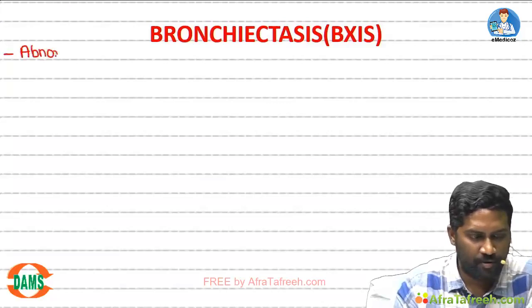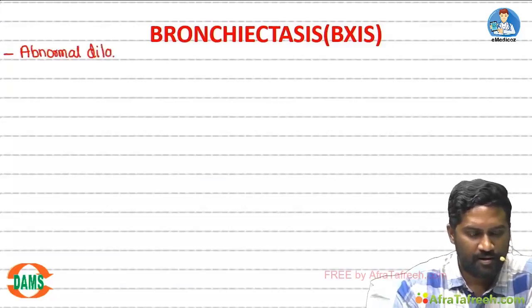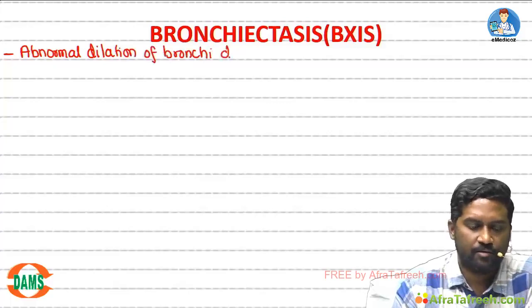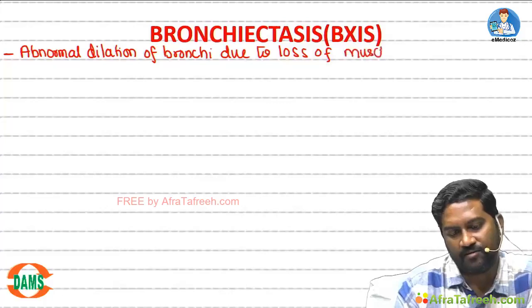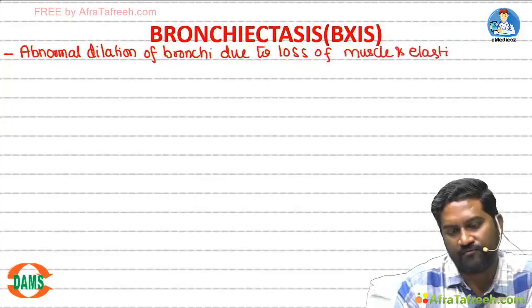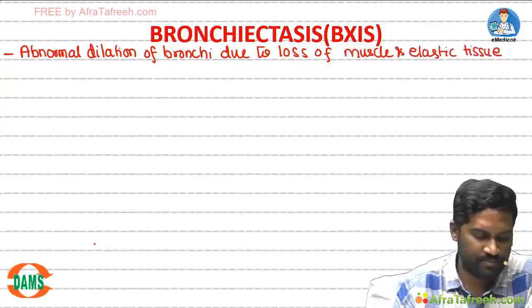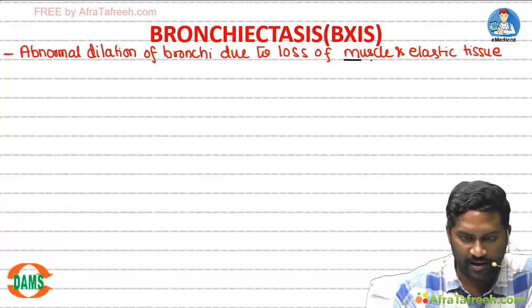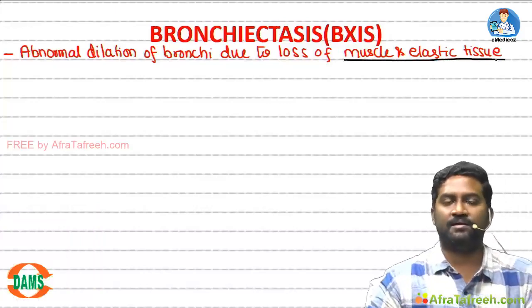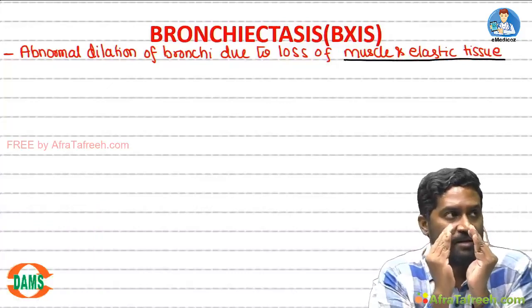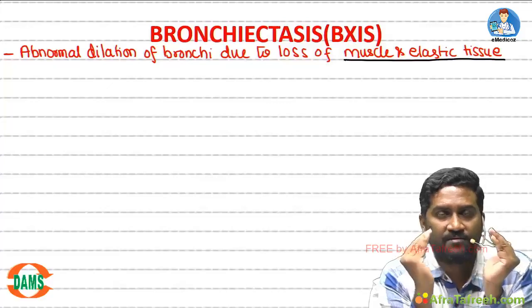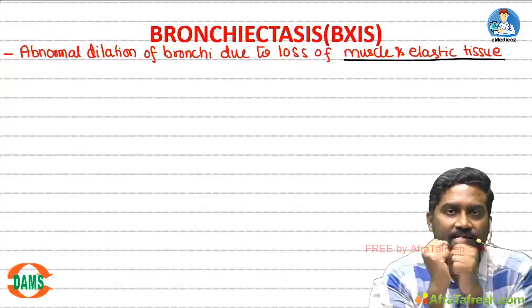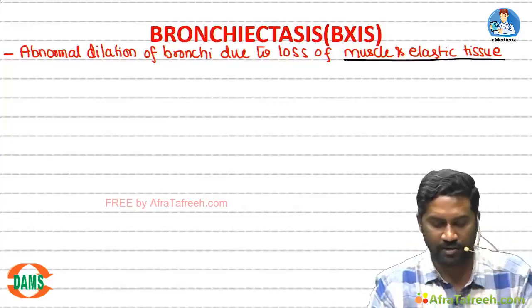Bronchiectasis is abnormal dilatation of bronchi due to loss of muscle and elastic tissue. This muscle and elastic tissue are the structures maintaining the architecture of your bronchus. Your bronchus is firm because of this muscle and elastic tissue. Whenever they are damaged, your bronchus can become lax and dilated. This phenomenon is called bronchiectasis.